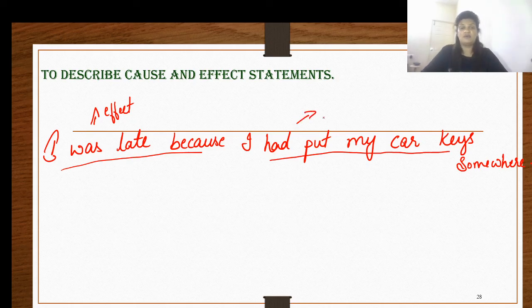This is the cause. The effect is I was late. Why were you late? I was late because I had put my car keys somewhere. I was looking for them, and by the time I found the keys and I came over here, I was late.